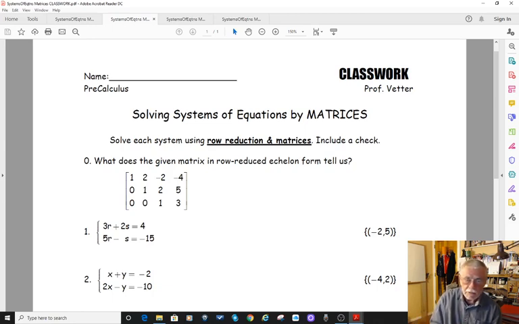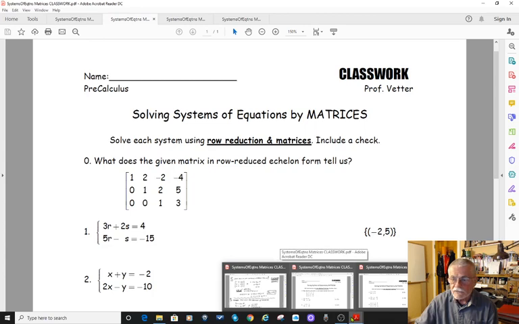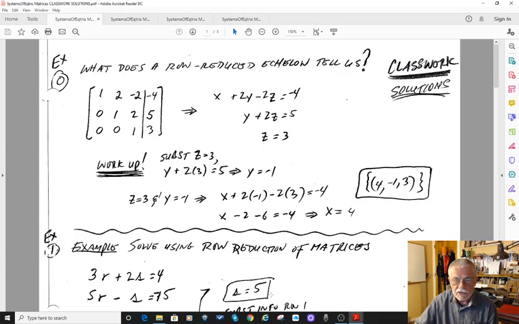And here we go. So, classwork, first question. What does the given matrix in row reduced echelon form tell us? And what I neglected to do here is I should have had a bar here which separates the x, y, z, the equations, from the actual constants. So let's go right now to the solution and take a look at it.